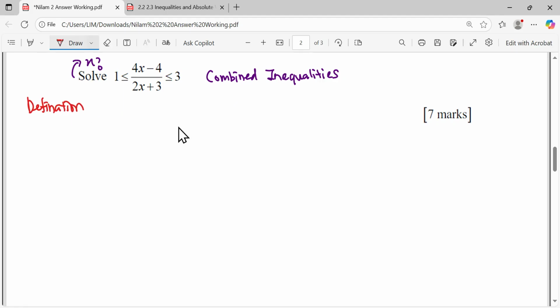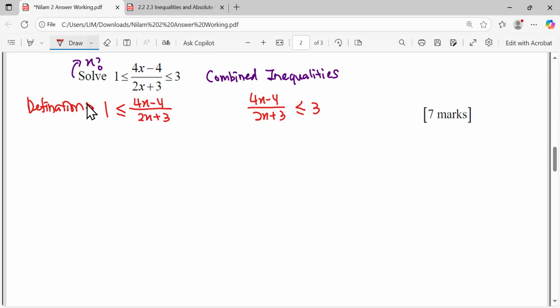To separate these combined inequalities, we do it one by one. The first one is 1 less than (4x minus 4) over (2x plus 3). This is one of the inequalities we get from this. And then we have another one, which is (4x minus 4) over (2x plus 3) less than 3. So we separate this back into individual inequalities one by one.